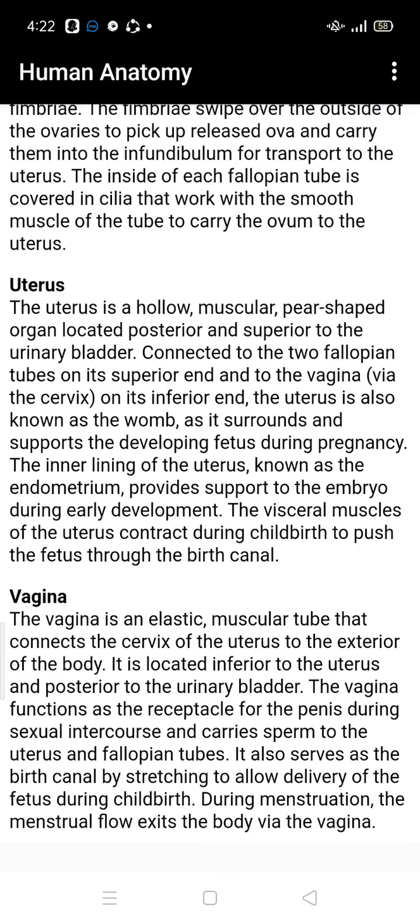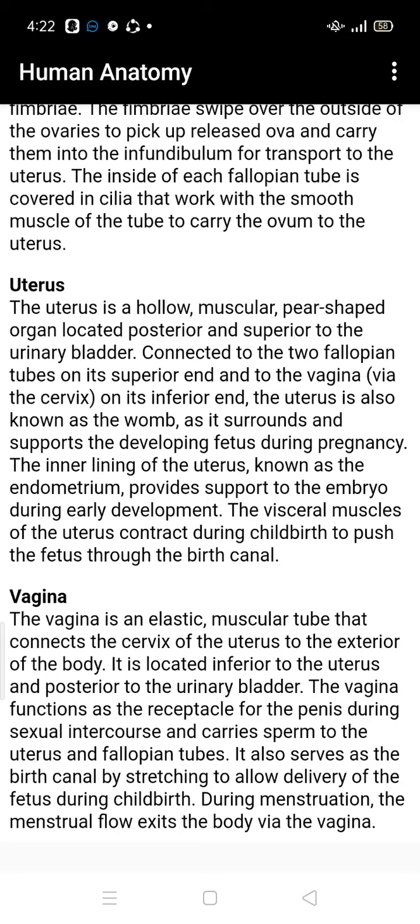So now we are coming to discuss the uterus. What is the uterus? The uterus is a hollow, muscular, pear-shaped organ located posterior and superior to the urinary bladder, connected to the two fallopian tubes on its superior end and to the vagina via the cervix on its inferior end.